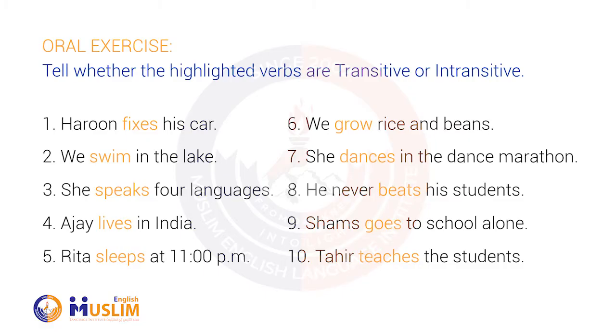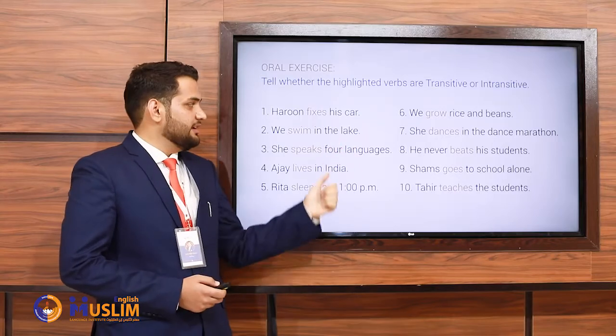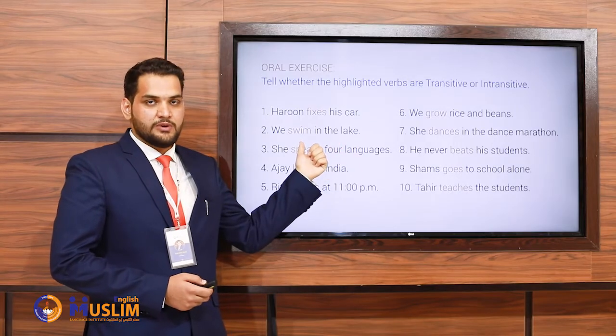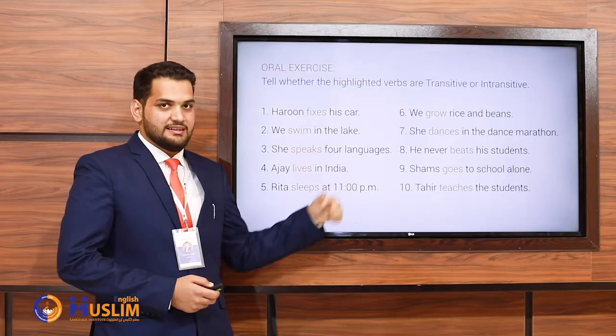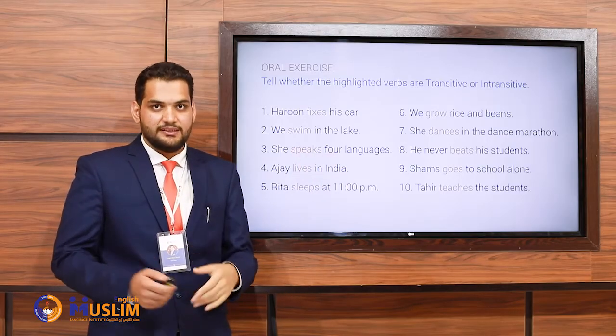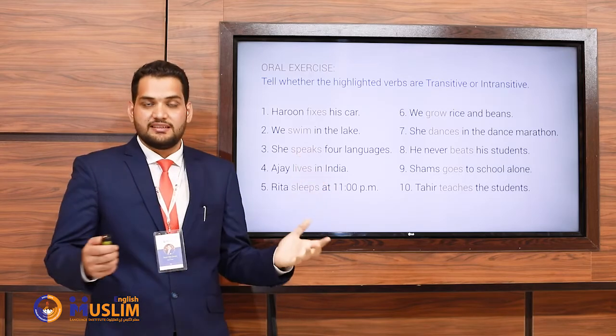Let me share the answers with you. Number 2, we swim in the lake. In the lake is a place expression. That's why swim is an intransitive verb. Number 3, she speaks 4 languages. 4 languages is answering the question what. So it's a direct object, and therefore speaks is a transitive verb.